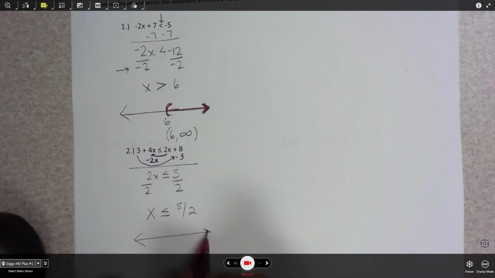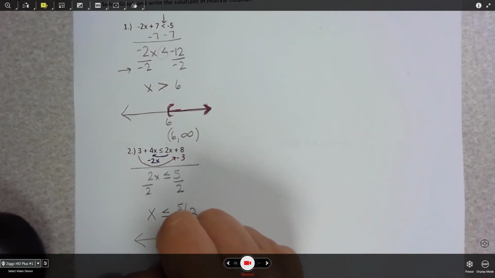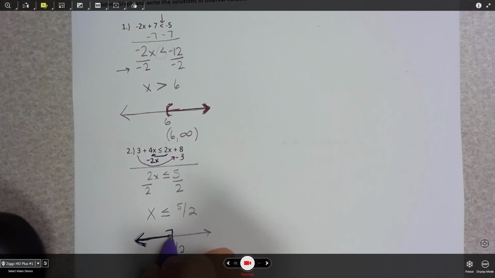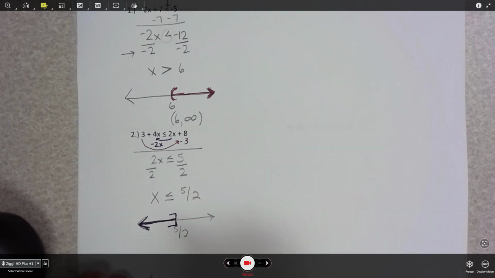So then when I graph it, I just come over here to my number line and mark 5 halves. I'm looking for everything that is less than 5 halves or equal to it. So less than says to the left. I'm looking for numbers that are smaller than 5 halves. And I also want to include 5 halves. That's what that equal part means. So I'm going to put a bracket on the 5 halves. Then when I write my interval notation, the first thing I've shaded is negative infinity. Always has a parenthesis, and I've shaded it up to 5 halves. Close it with a bracket.